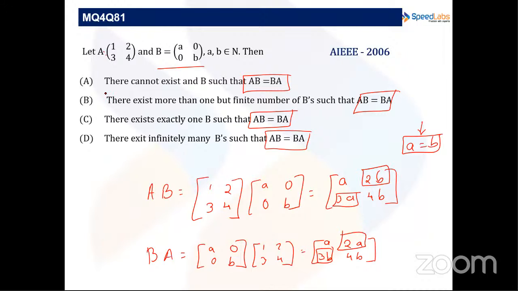So the options are: first one is there cannot exist B such that AB equals B. No, not correct. There exists more than one but finite number of B's. No, A and B can have any values, but the two values should be equal, so there exist infinitely many B's for which AB will be equal to B. So the correct option is option D. This is the first question.